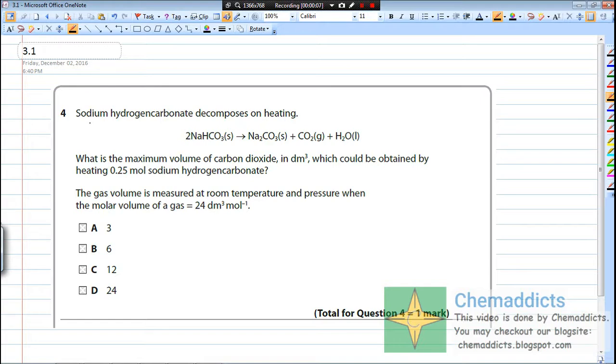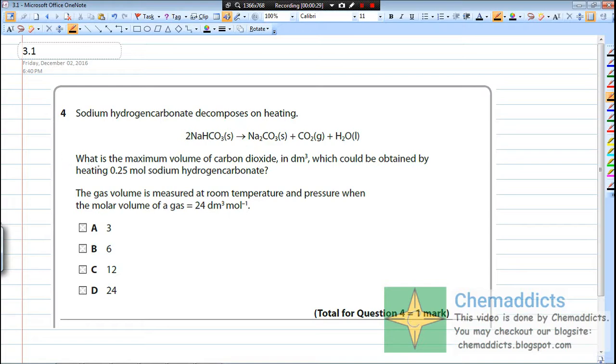Well fellas, now we're gonna solve this question. So at first let us read this question. The question says sodium hydrogen carbonate decomposes on heating. Okay. So this is the equation given for the decomposition of sodium hydrogen carbonate.